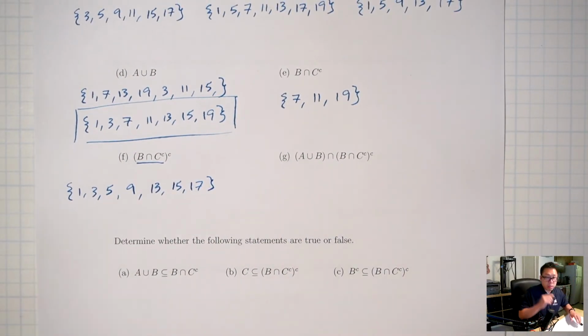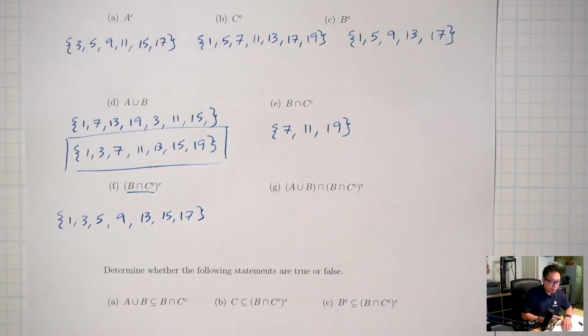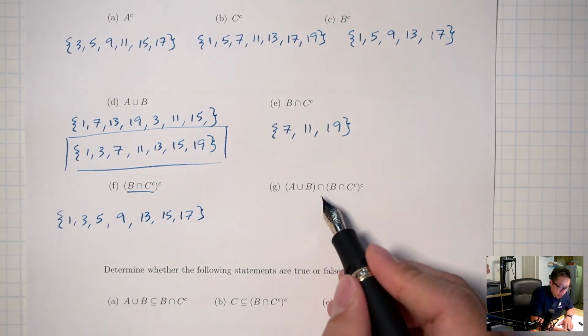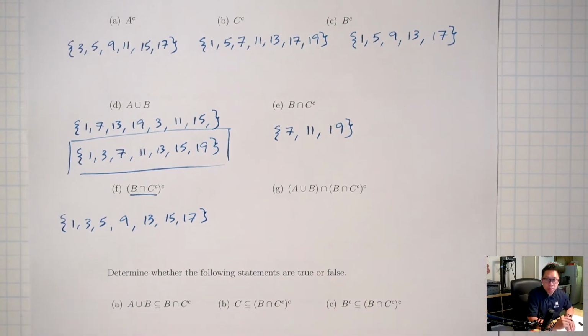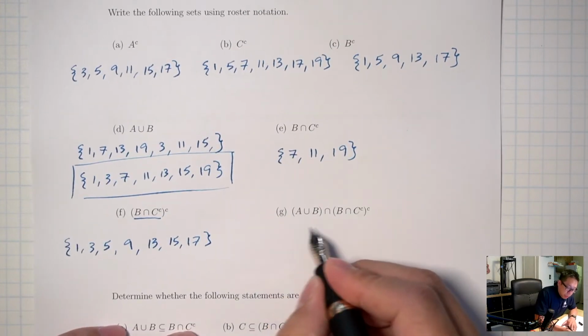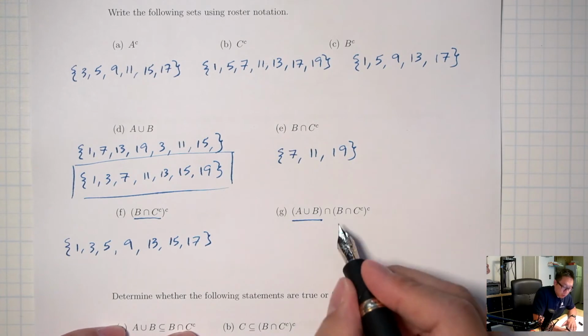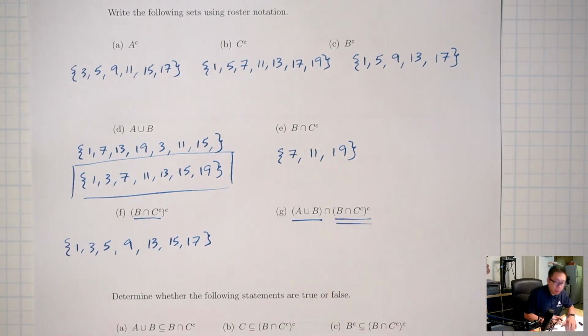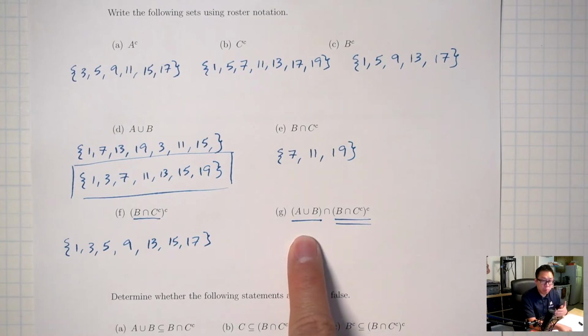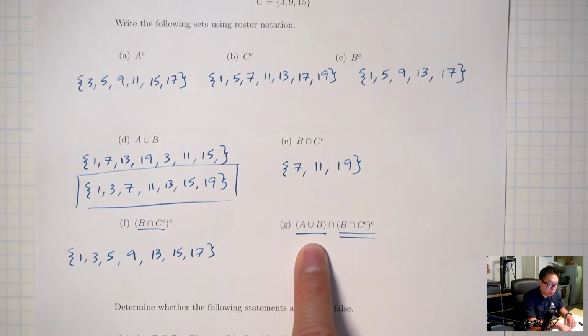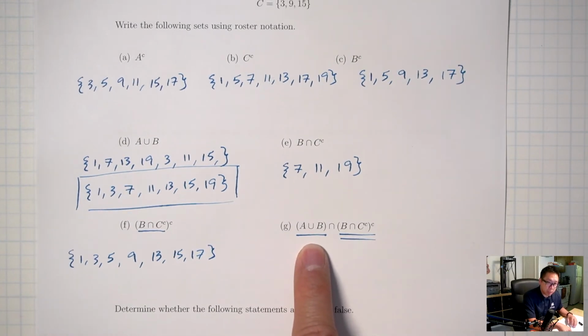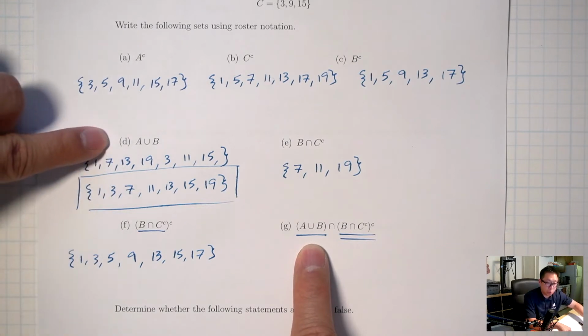Next up is part G. Part G looks complicated, but it's not really. Part G is something in parentheses, intersect something else in parentheses. So all this is asking you to do is take the set on the left and intersect it with the set on the right. It looks complicated, but it's not really, because the set on the left you did already in a prior part. The set on the left is A union B. So look for where you have done A union B. Right here in part D.